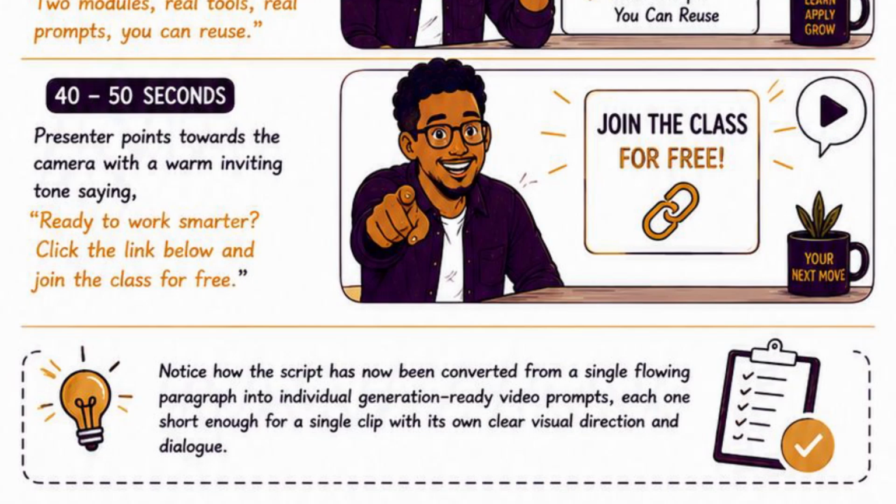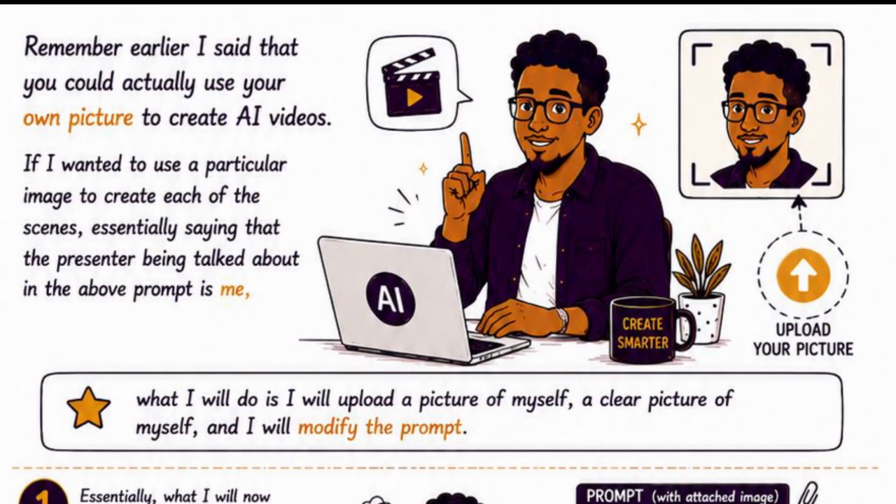Notice how the script has now been converted from a single flowing paragraph into individual generation ready video prompts, each one short enough for a single clip, with its own clear visual direction and dialogue. Remember earlier I said that you could actually use your own picture to create AI videos. So if I wanted to use a particular image to create each of the scenes, essentially saying that the presenter being talked about in the above prompt is me, what I will do is I will upload a clear picture of myself, and I will modify the prompt.